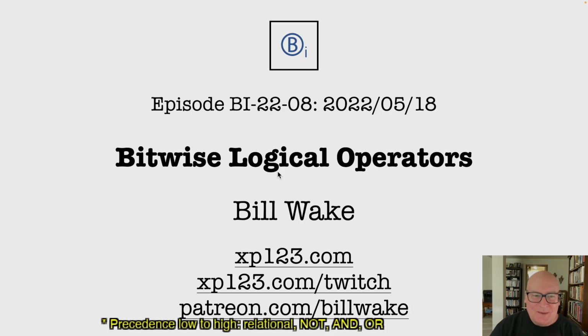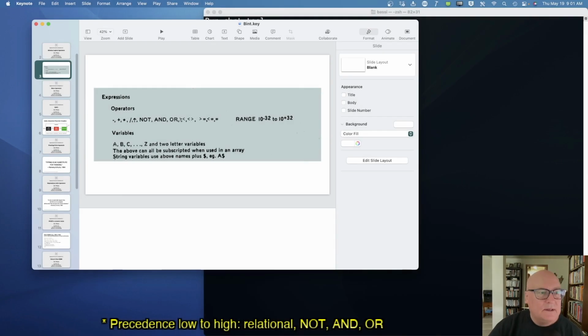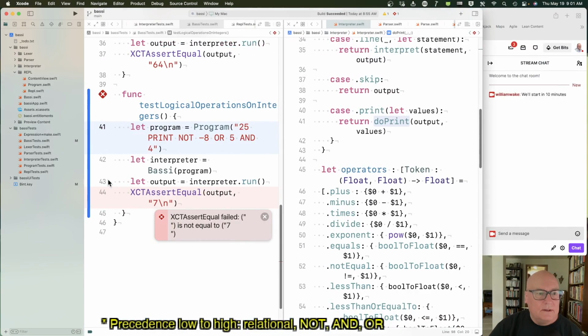All right, today we're looking at the bitwise logical operators: not, and, and or. We've gotten our way through most of the operators, actually all of them, as far as lexing, parsing, and interpreting, but we ran into an error yesterday when we tried to test it. Okay, so let's take a look.